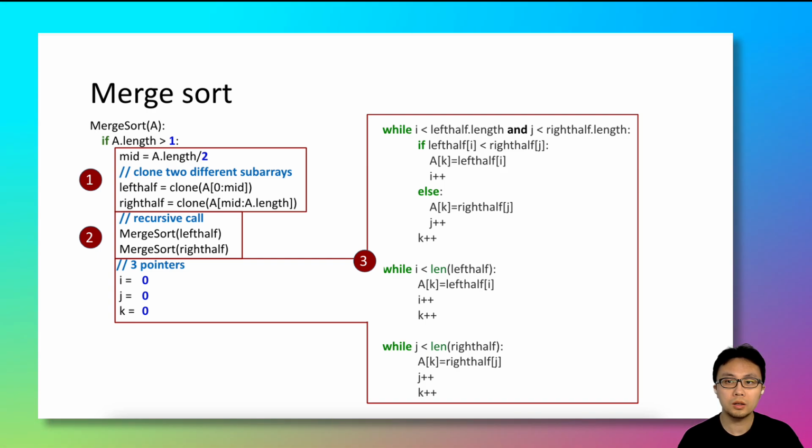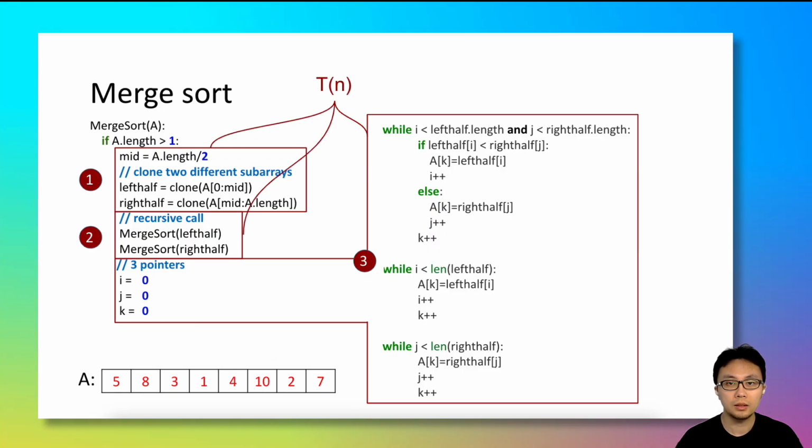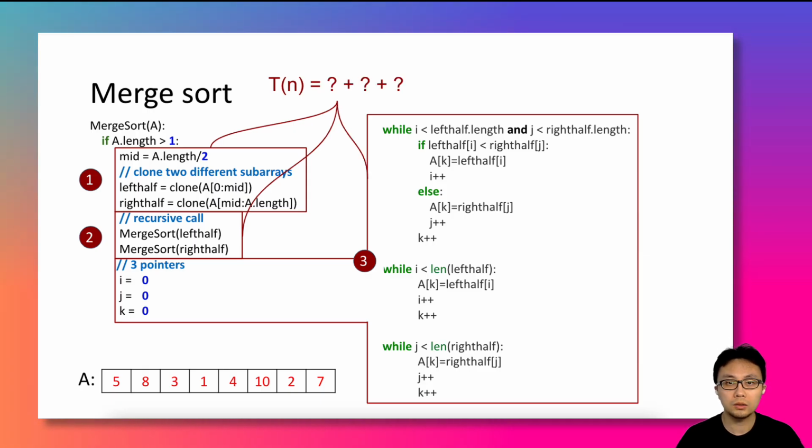Assuming that we have called this function, this merge sort algorithm, on a given array A, like this example, the time complexity at this step, when we call merge sort with this particular argument as A, is T(n), right? We also know that T(n) is equal to the sum of the time the 3 code blocks take to be executed.